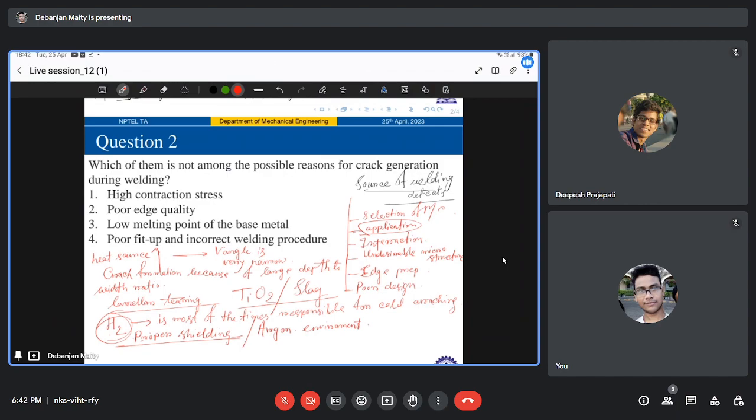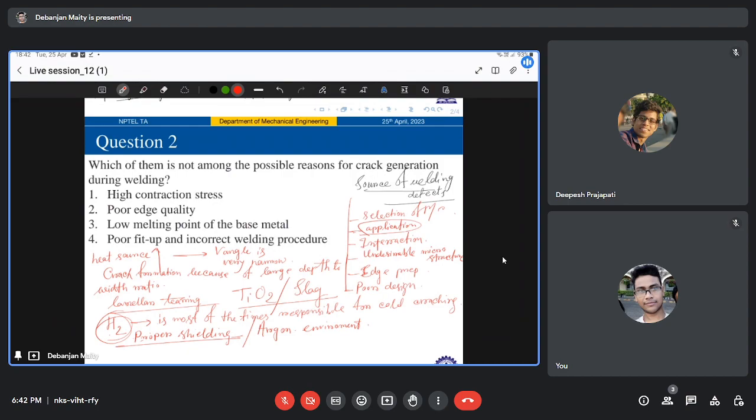Hmm. What else? We have this edge preparation, right? So apart from this undesirable shape and size of the weld bead, you can have this incorrect edge preparation. So first of all, before that, you have this undesirable shape and size of the weld bead, right? So here again, you will have to look into the weld profile which you are getting. So there may be many reasons. So you can have this overfill, you can have this overlap, then you can have this undercut.